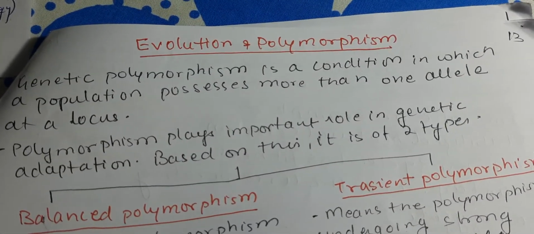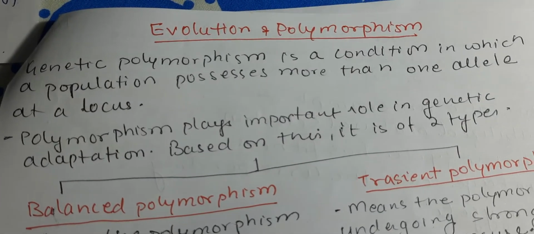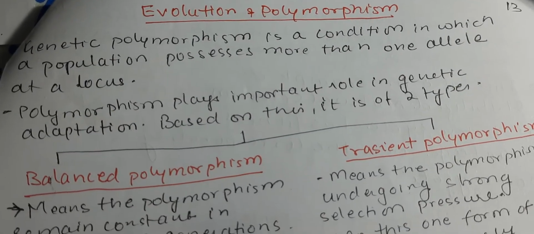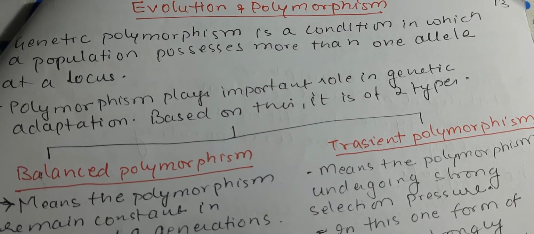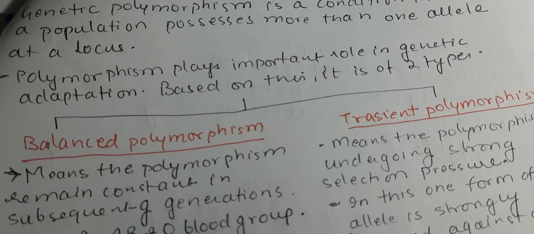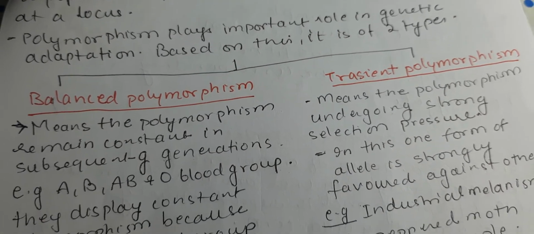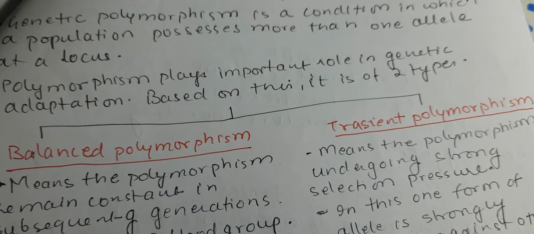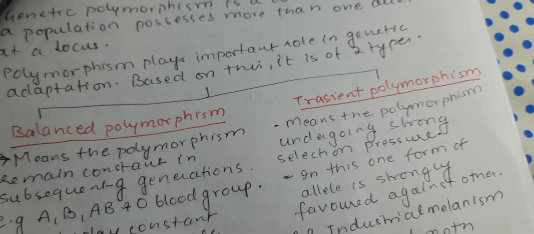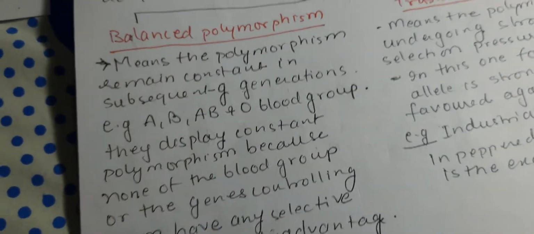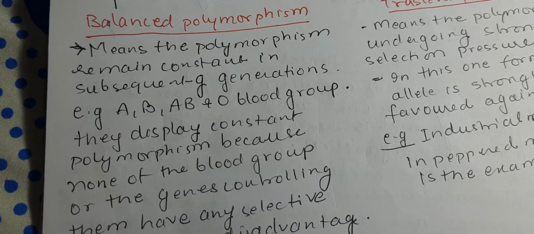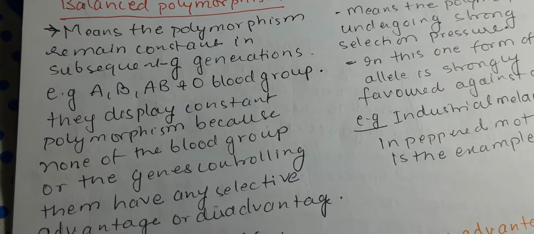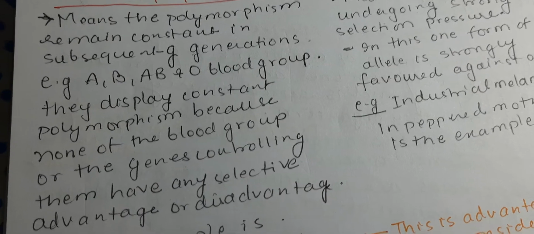graph. Now we'll just see what is polymorphism. Genetic polymorphism is the condition in which a population possesses more than one allele at a locus. Polymorphism plays an important role in genetic adaptation. Based on this, there are two types: balanced polymorphism and transient polymorphism. Balanced means the polymorphism remains constant in subsequent generations.